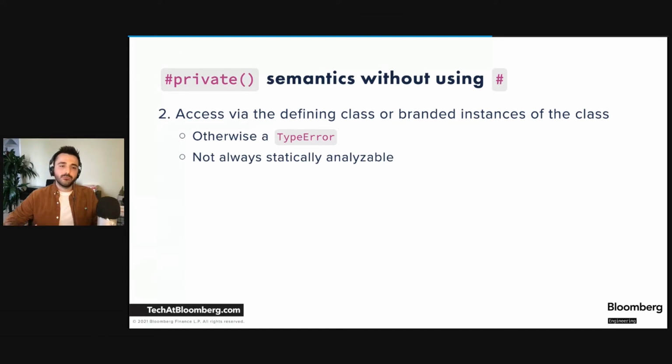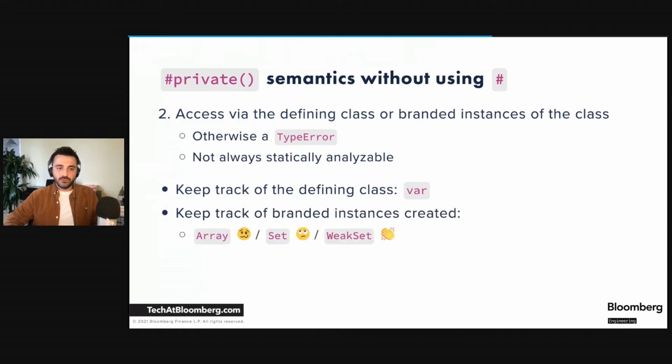Just because of how dynamic JavaScript is, this is not always statically analyzable, so it requires some runtime code to be injected. For the static part of the class, we need to keep track of the defining class, and there can only be one class that defines the static members. We can store that inside a variable, and then do a reference check later for branch checking.